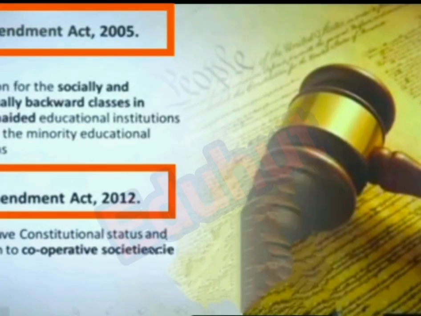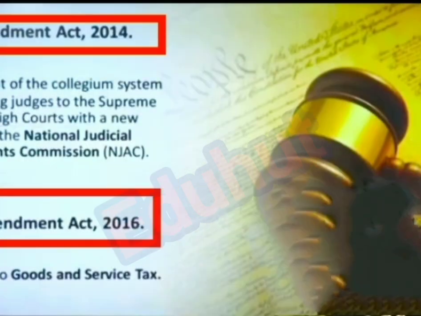93rd Amendment Act 2005. Reservation for the socially and educationally backward classes in private unaided educational institutions except for the minority educational institutions. 97th Amendment Act 2012. This act gave constitutional status and protection to cooperative societies. 99th Amendment Act 2014. Replacement of the collegium system of appointing judges of the Supreme Court and High Courts with a new judicial body called the National Judicial Appointments Commission.